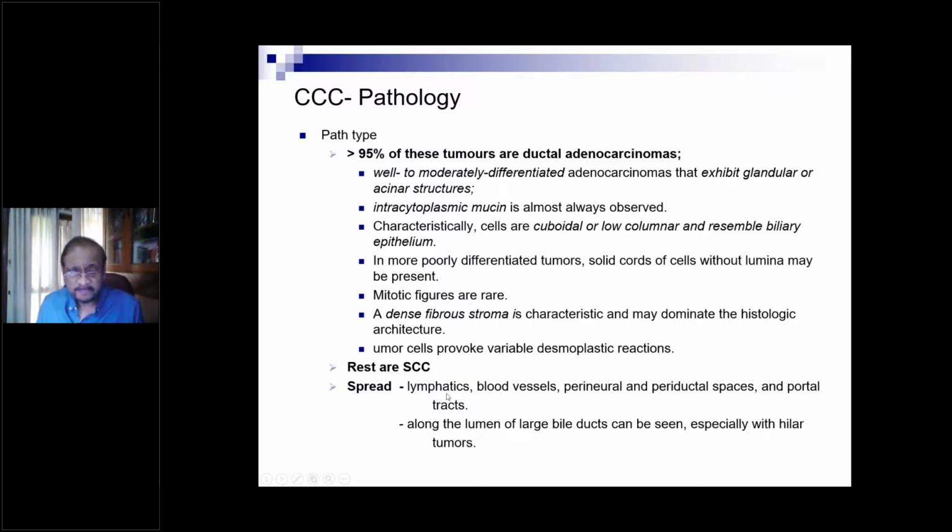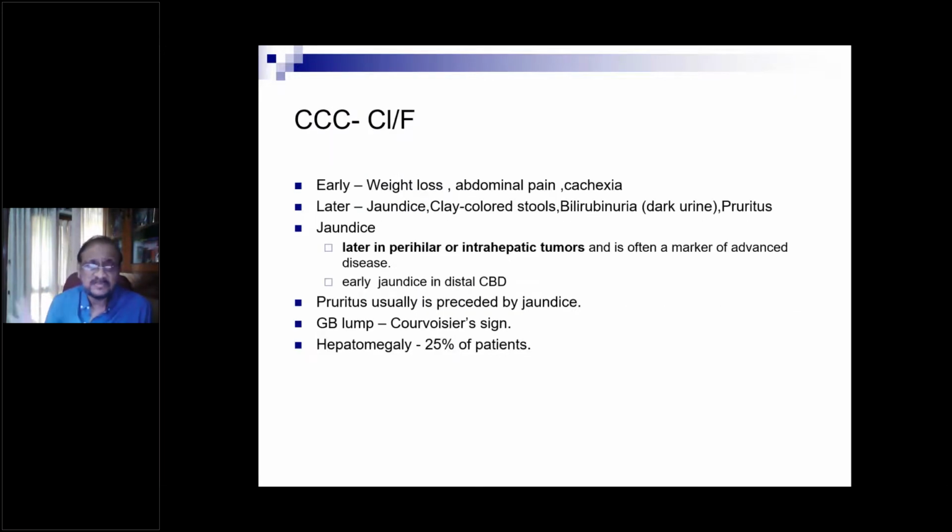How does it spread? Number 1, intraluminal. Number 2, lymphatics. Number 3, blood vessels. Number 4, perineural. And then periductal spaces and the portal tracts, right? Along the lumen of large bile ducts, we just told you, they can be seen, especially with the hilar tumor. That's the spread of this tumor. So all known spreads, the vascular, the lymphatic, the perineural, the periductal, the intraluminal, and the portal tract, all possible methods it can spread.